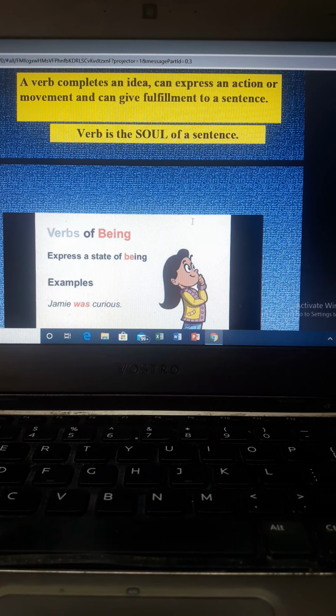thing is what a person or a thing is, the condition or the verb of being, the state of being. Like suppose the example says, Jamie was curious. Was becomes the verb over here, because this expresses the state of condition, the condition in which Jamie is. So was becomes the verb of being, right?